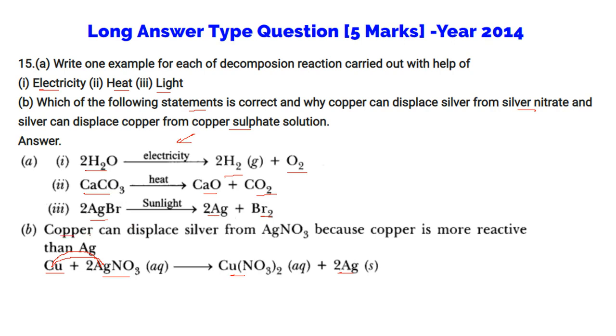Why can copper displace silver? This is because copper is more reactive than Ag, silver. If you see the reactivity series, copper comes higher than Ag. That is why this displacement can take place.